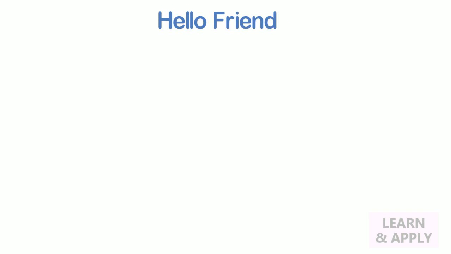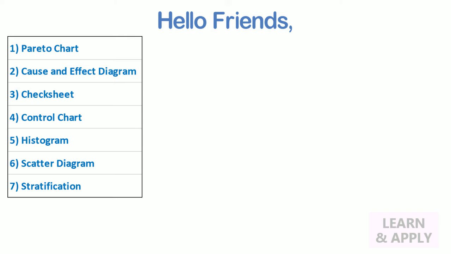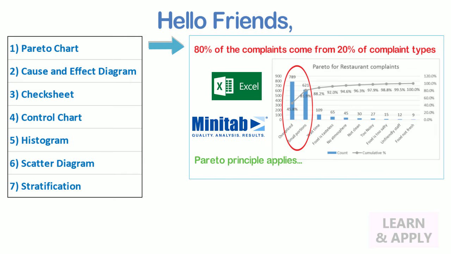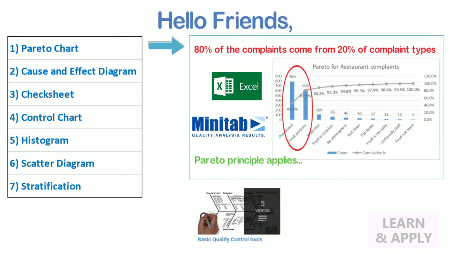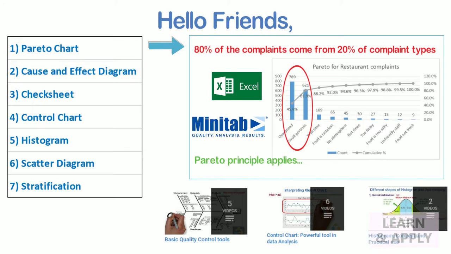Hello friends, the next set of tools in the Define phase of DMAIC is basic quality control tools such as the Pareto chart. I had already explained these tools to you in my starting videos with the use of Excel as well as Minitab software by practical examples. If you want to see it, please go through the playlist sorted as per the use of them. Please let me know if you have any further questions in it.